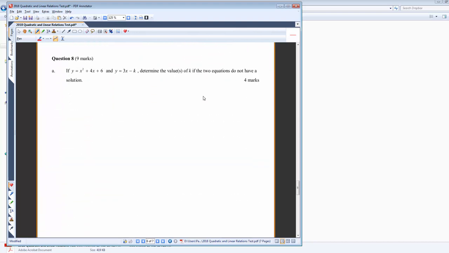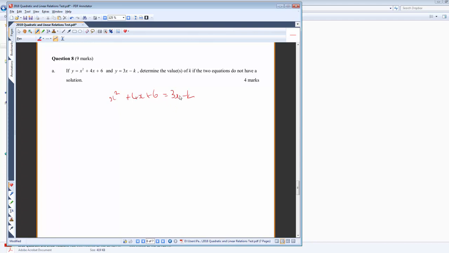Alright, so nearly there. On to this problem here, and we've got a linear and a quadratic, and we want to know what the value of k is to produce no solutions, that is, no intersections. So remember, when we've got simultaneous equations, what we're going to do is actually let them just equal each other. So we've got x squared plus 4x plus 6 equals 3x take k. So now that they're equal to each other, if we solve this, we can work out where the solutions are.